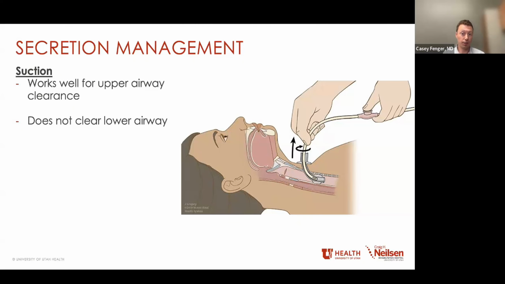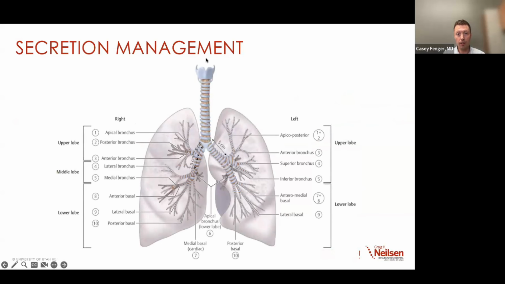One is suction. Suction works great for clearing the upper airway, but it does not clear the lower airway. So if we look at the lung here, the trachea, and our main bronchi, you really can't suction anything below the carina here because you're not going to be able to get into the main bronchus. You're certainly not going to be able to get into the far depths of the lower lungs, right? The other interesting thing about this is when someone is getting secretion management solely with suction, it's very common to get mucus plugging and pneumonia in the left lung.